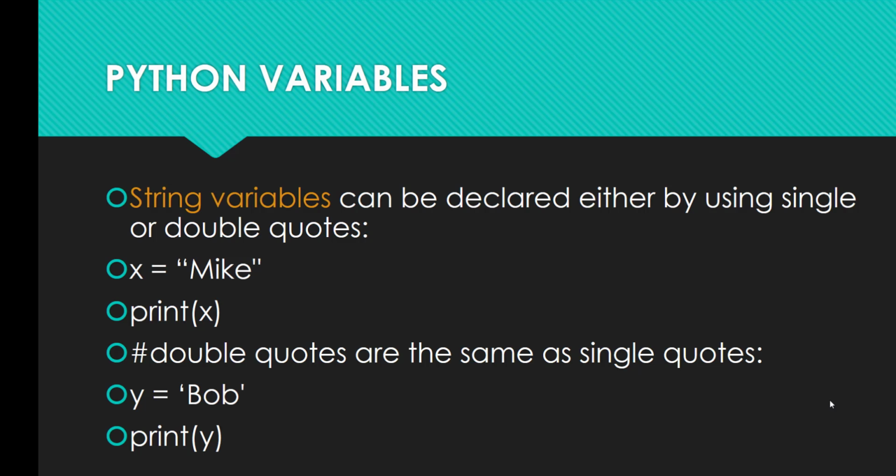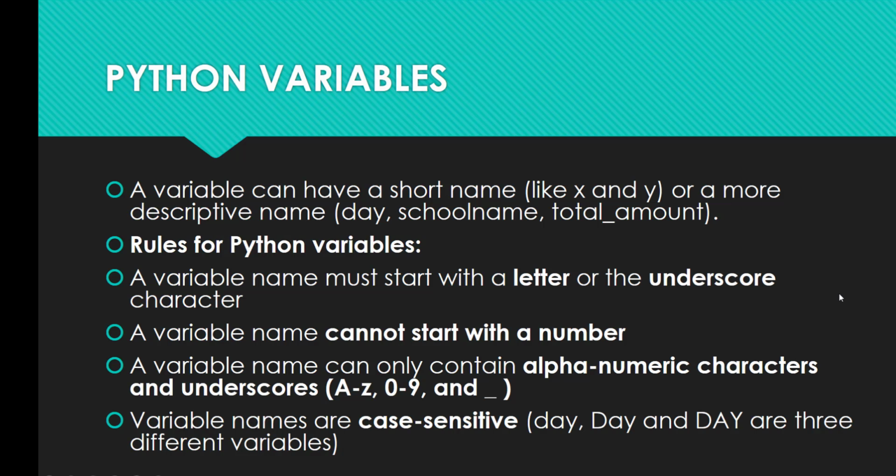So how do you declare string variables? String variables, unlike integers, can be declared by using single or double quotes. In this example, we have x equal to Mike in double quotes. If you print out the value, it gives you Mike. We also have single quotes, where y is equal to Bob, and if you print it out you would also get Bob. Python variables can have a short name like x and y as we saw previously, or a more descriptive name like time of the day, the school name, total amount, and so on.